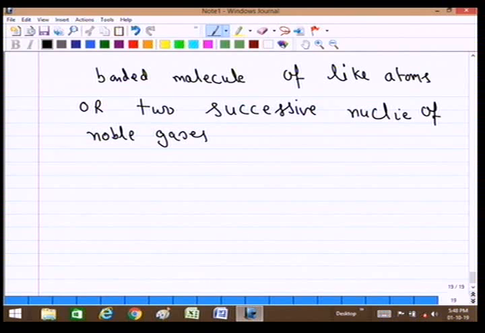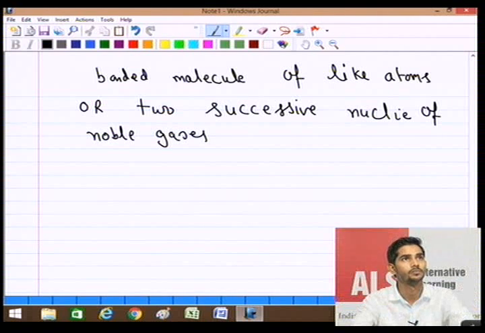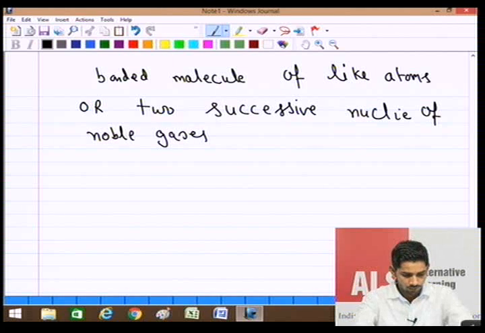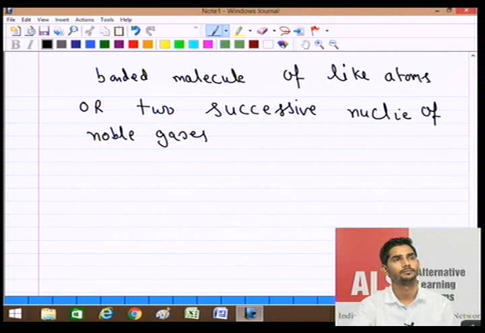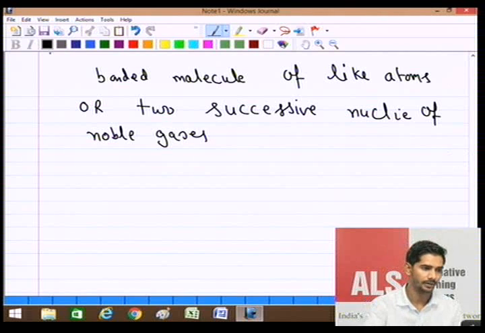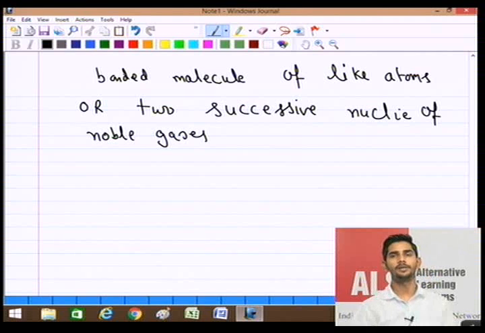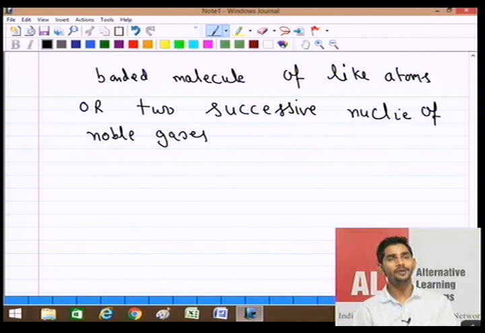Guys, have you copied that? Okay. Next, can anyone please tell me, if I compare the van der Waals radii with the covalent radii, which one should be bigger? Covalent radii or van der Waals radii?